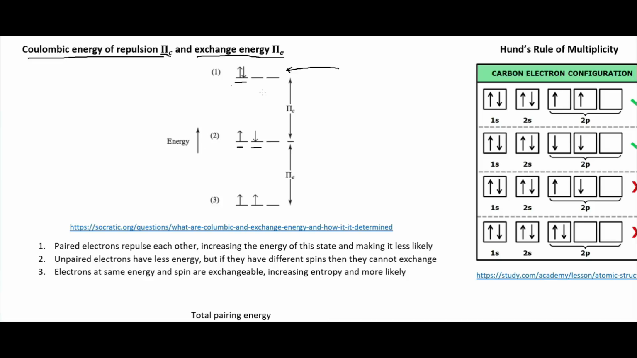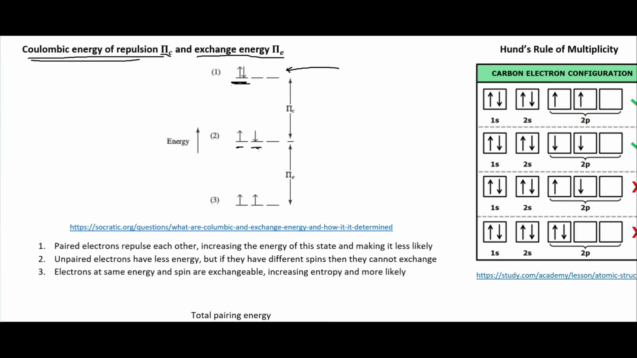So that is because of this Coulombic energy of repulsion. The electrons are going to want to be in different spatial regions, and so this has the spatial symmetry here, but that causes them to be closer together, which is higher energy, and so it's actually going to want to separate these.